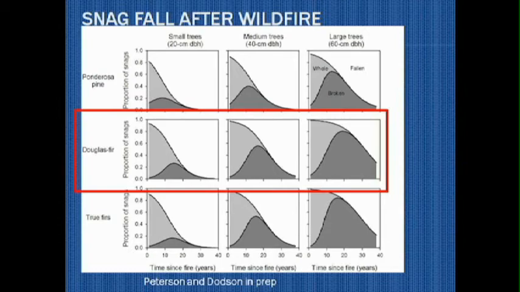And I have highlighted here Douglas fir, which is in this middle row. And what you can see is that the general trend is that the larger Douglas firs, so those that are 60 centimeters, tend to stand a lot longer than the smaller snags. So they'll provide habitat potentially as snags for a longer period of time.